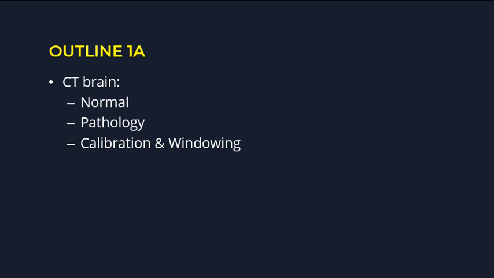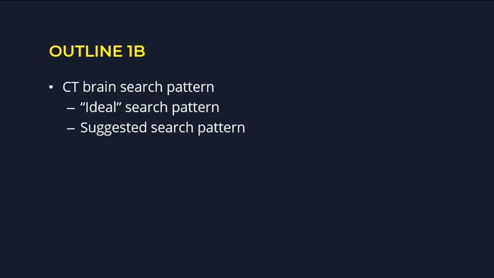So in part 1A, we discussed CT scan of the brain. We discussed how normal structures appear and why, and how pathological structures appear and why. We discussed the two concepts of calibration and windowing. In this lecture, we will discuss what the best search pattern on a CT scan of the brain is, what the ideal search pattern is, and what a suggested search pattern for beginners is.